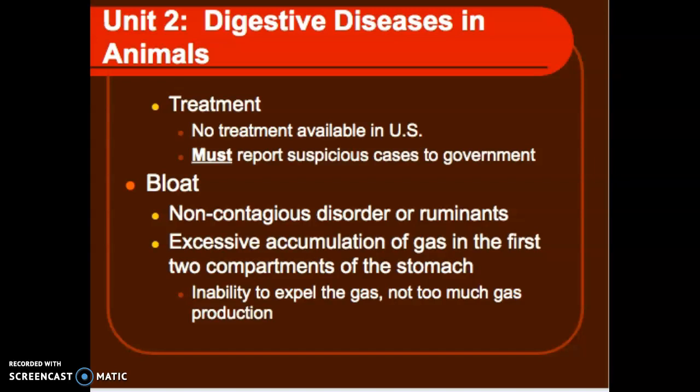When you think about ruminants, bloat is something to be on top of all the time. This is different than foot and mouth. This is a non-contagious disorder in ruminants only. And what happens is you have an excessive accumulation of gas in the first two compartments of the stomach, especially the rumen. And for whatever reason, that animal has the inability to expel the gas. Not necessarily too much gas production. Gas production stays on the normal pathway, the normal production rate. They just simply can't belch, is what it boils down to.